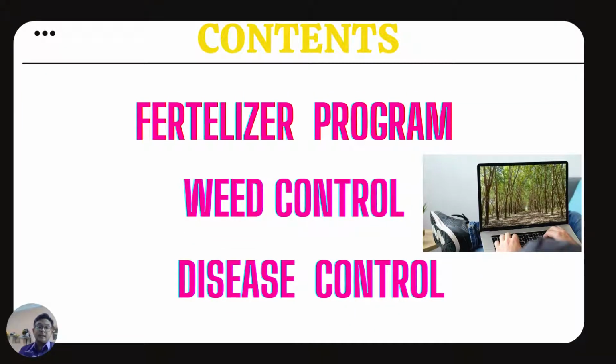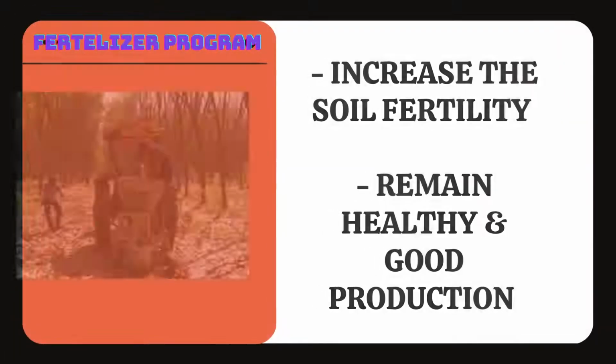The content is the fertilizer program, weed control, and also disease control. These three topics are actually good practices in a rubber plantation. So we will go through them one by one. First of all, we will go to the fertilizer program.